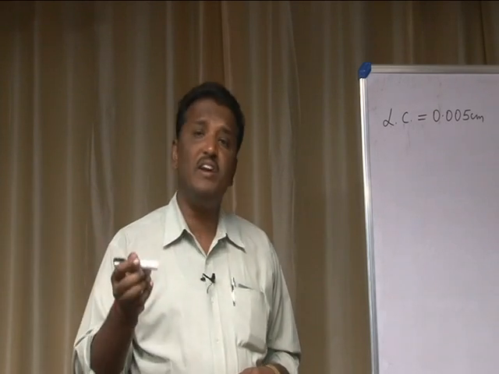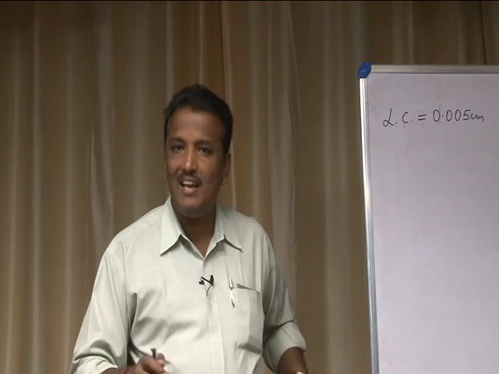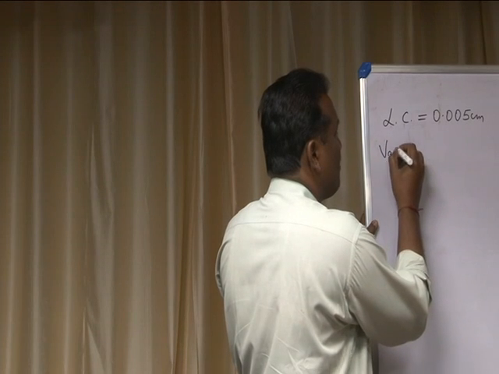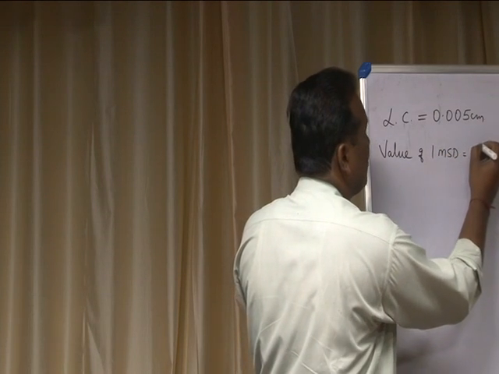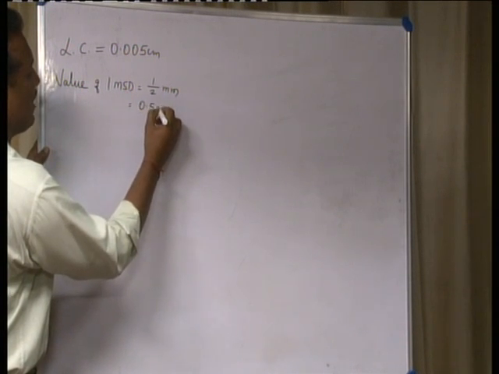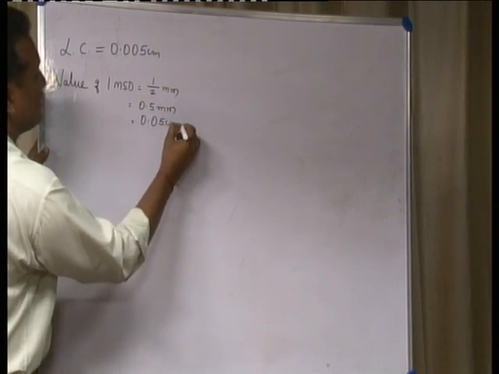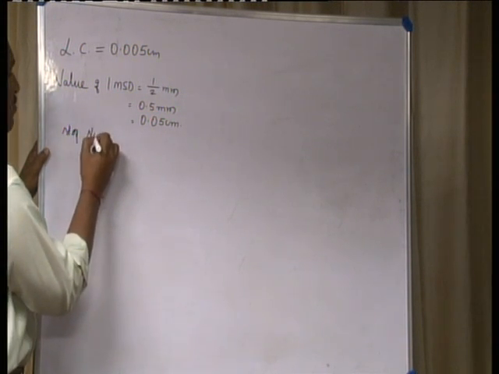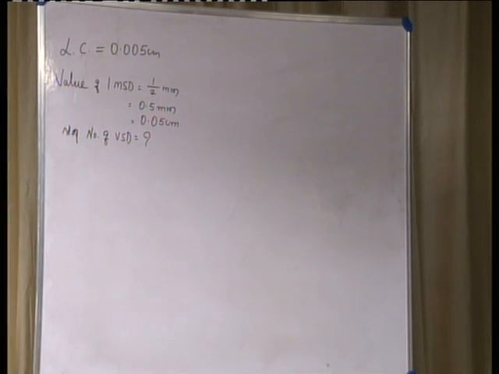The main scale is divided into half mm means the value of each division on the main scale is half mm. So, the given data you can write in the form of the value of 1 MSD, which is equal to half mm, which is nothing but 0.5 mm, or you can convert it into centimeter, it is 0.05 centimeter. So, our number of VSD is equal to what? How many vernier scale divisions are there in that calipers?